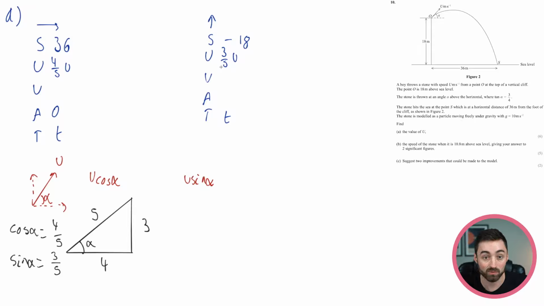Acceleration is going down, and we're taking positive as upwards, so the acceleration is going to be negative. It's going to be minus g, which in this case is going to be minus 10. Okay, we've got our two SUVATs. What do we do with them?